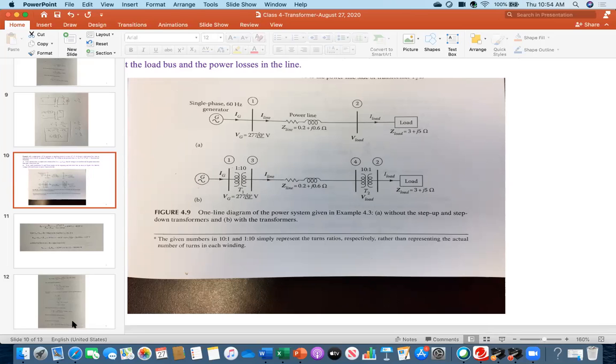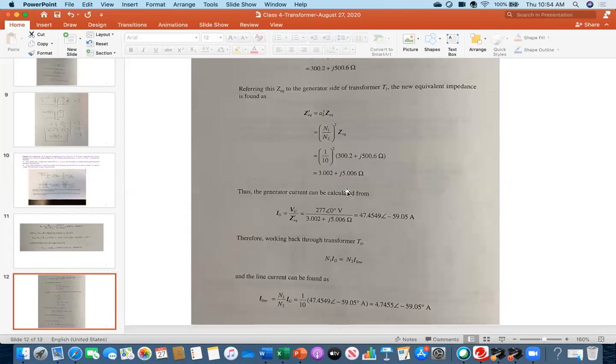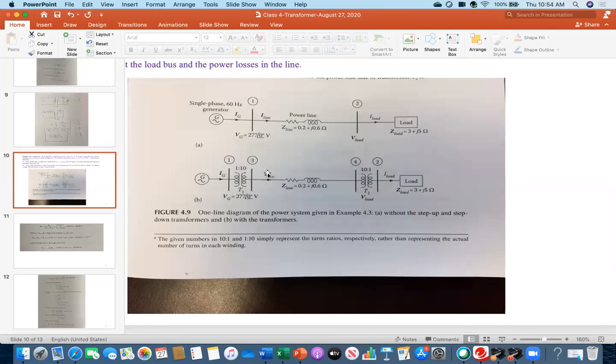Remember, what is the turn ratio? 1 over 10. So look at the last calculation. Here I am finding I line as 1 over n multiplied by Ig. What was my Ig value? This value. And then I got the I line value, this one. So now I got the current here. Then in this portion, that is the same current, no problem. But again, there is a transformer.